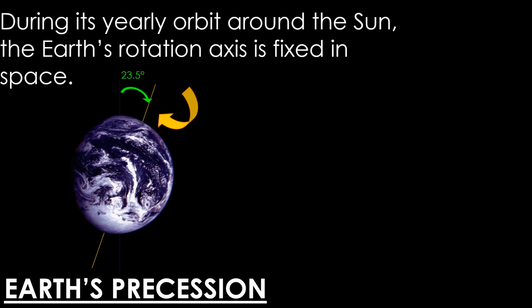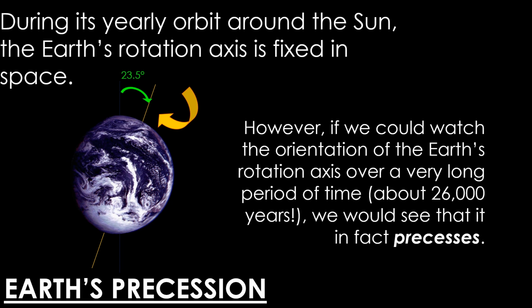Now, during its yearly orbit around the sun, the Earth's rotation axis is fixed in space. It's always pointing in the same direction. That's why we can always look at the North Star for direction. However, we could watch the orientation of the Earth's rotational axis over a very long time period of about, let's say, 26,000 years. We could see that, in fact, it precesses, or actually it moves in a circle.